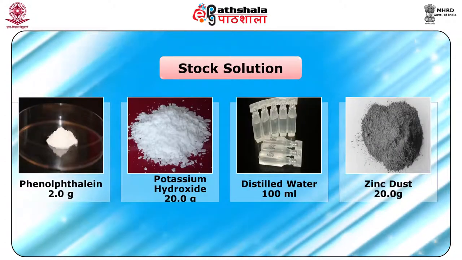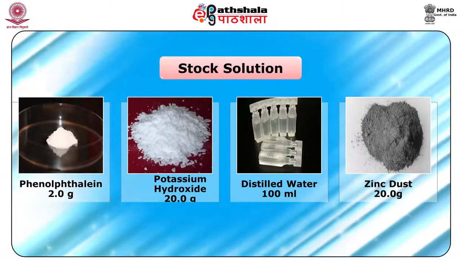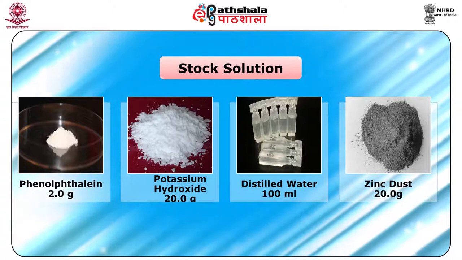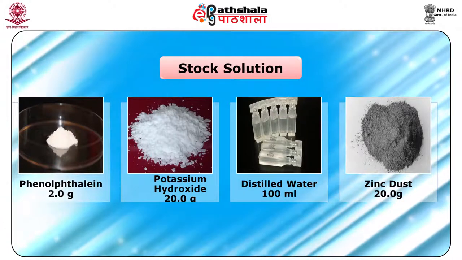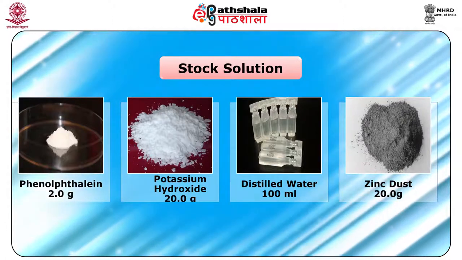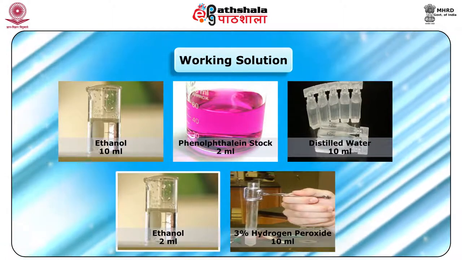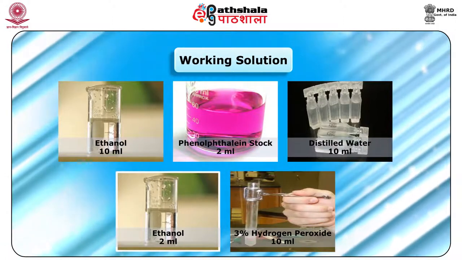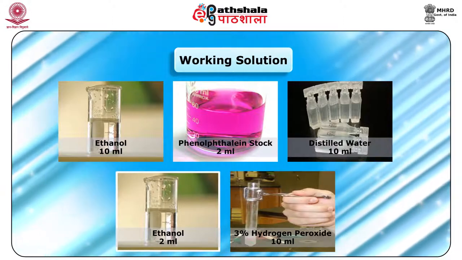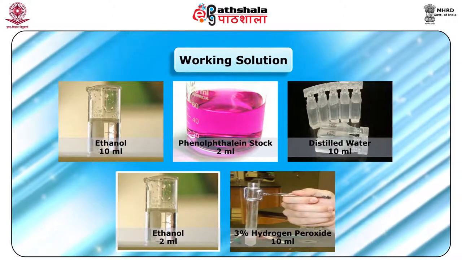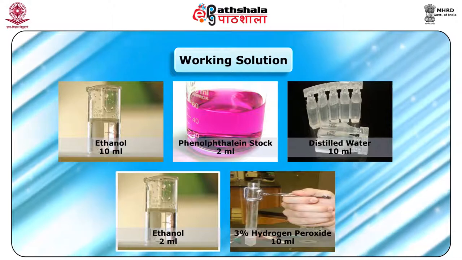For the reagents, first we have to make the stock solution, in which we take 2 gram phenolphthalein, 20 gram potassium hydroxide, 100 ml distilled water, and 20 gram zinc dust. Next we make the working solution: ethanol 10 ml, phenolphthalein stock 2 ml, distilled water 10 ml, ethanol 2 ml, and hydrogen peroxide 10 ml.